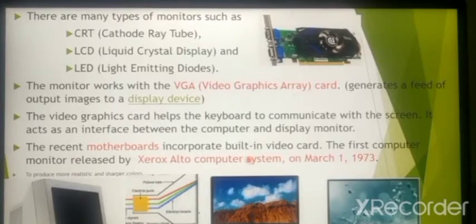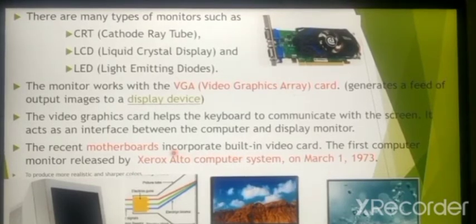Nowadays, these video cards, these VGA cards, are incorporated into the motherboard itself. The first computer monitor was released by the Xerox Alto Computer System, which is important. The first monitor was released by the Alto Computer System in the year 1973.